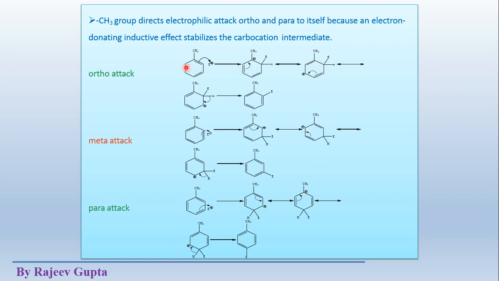What is called the ipso position? The ipso position is that position where the already present substituent is attached. That carbon atom of the aromatic ring, that carbon site where the already present substituent is attached, is called ipso.